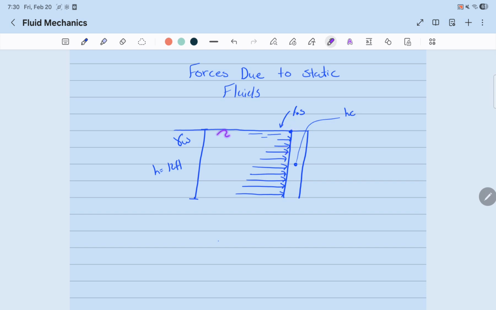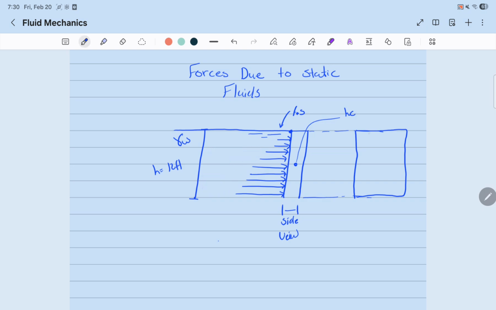Okay? Now, this fluid is static. It's not moving. It's not in motion. Though it still has pressure acting on the wall. Now, this is the side view of the wall. The front view looks something like this. That's looking at it from here, looking at it from the front.